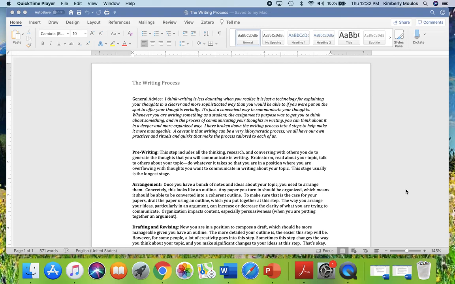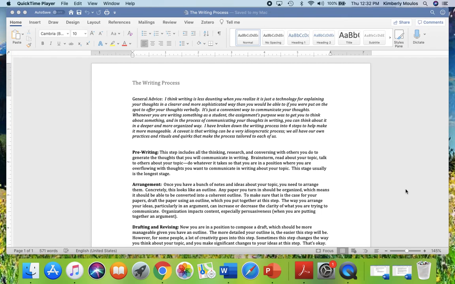So, this first document is just called the writing process. And I'll start with some general advice. I think writing is less daunting when you realize it is just a technology for explaining your thoughts in a clearer and more sophisticated way than you would be able to if you were put on the spot to offer your thoughts verbally. It's just a convenient way to communicate your thoughts.